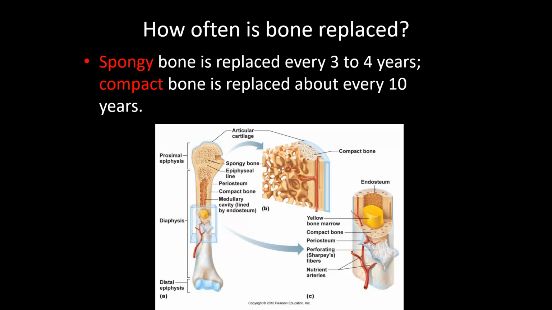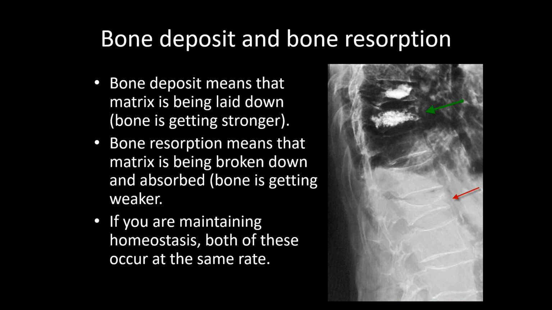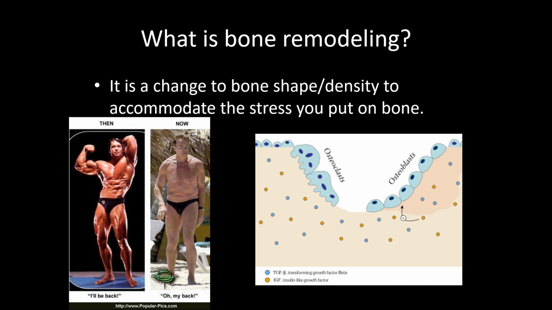Next up, how often is bone replaced? Spongy bone gets replaced more often, compact bone less often. Bone deposit lays down more matrix, bone resorption picks it up. Bone remodeling uses both of those 2 steps, and you do this in response to stress in your bones.